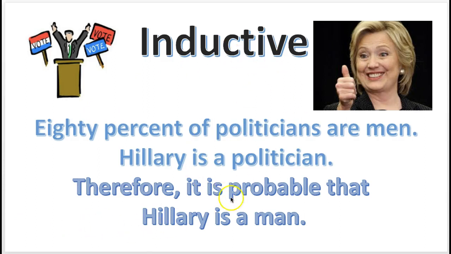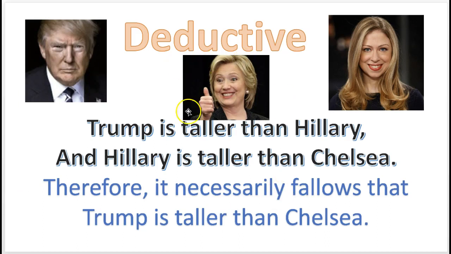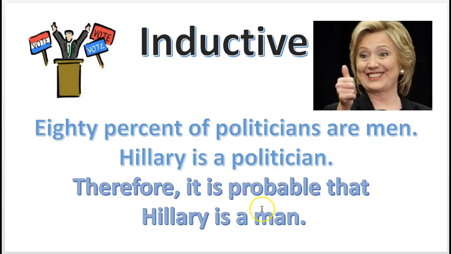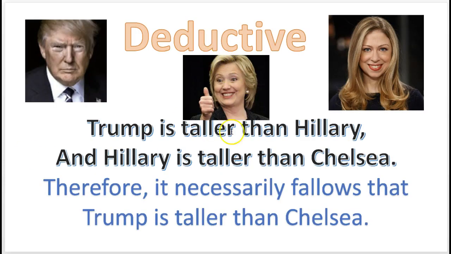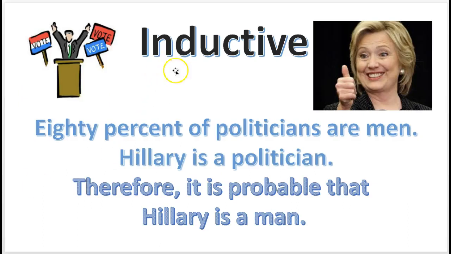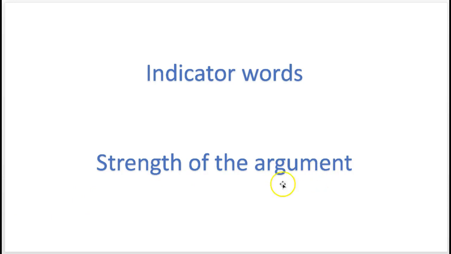So the inductive is probabilistic, it's probably true, in contrast to the deductive, it's necessarily true. It must be the case. It's necessarily true, or it's probably true. De-impossible and probable. Two things that will help you distinguish the difference between a deductive argument and an inductive argument are indicator words and the strength of the argument. Notice in the deductive argument it says it necessarily follows, and in the inductive argument it says it probably will follow.